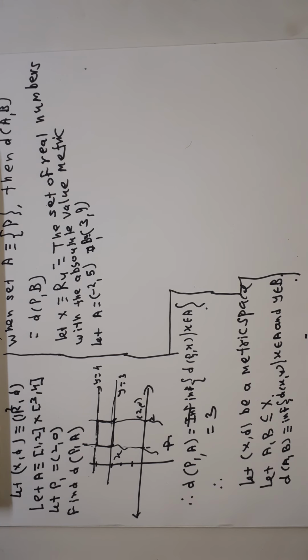is equal to 0, because 4 belongs to the set A and 4 belongs to the set B. Therefore the infimum of the set of distances between x and y, such that x belongs to A and y belongs to B, is equal to the infimum of the set containing the element 0, and this set is a set of non-negative real numbers. Therefore the distance between the set A and B is equal to 0.